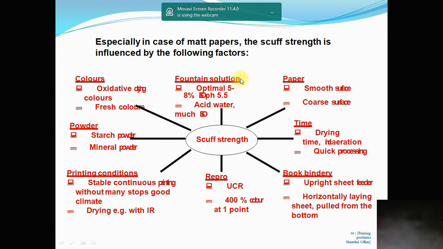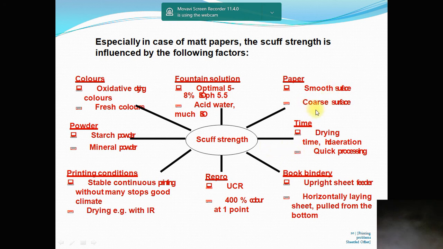Fountain solution, where we use the fountain solution in the dampening unit. In this fountain solution, the optimal alcohol share is 5 to 8%. The pH should be 5.5. If it is high acid water, then the scuff strength will be reduced. Then paper: smooth surface paper will have high scuff strength, whereas coarse surface paper has low scuff strength.